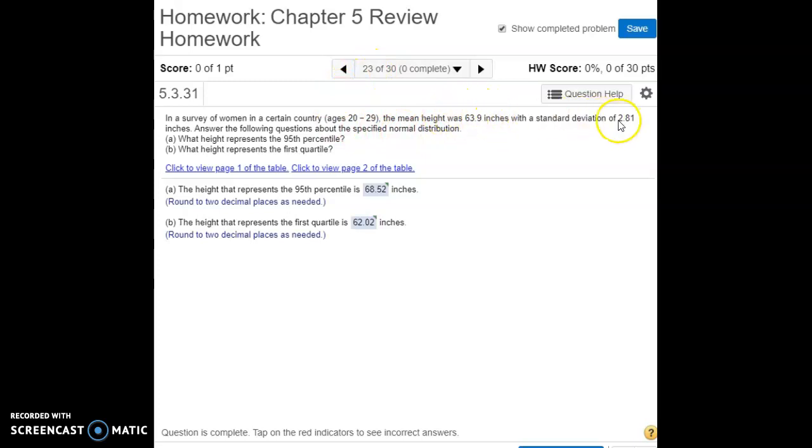In number 23, we have data that has a normal distribution. We're given the mean and the standard deviation. And the first question is to find the value that represents the 95th percentile.